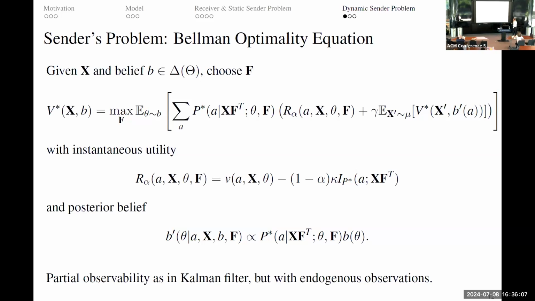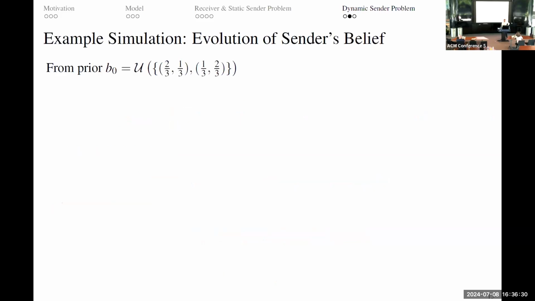And so for the macro folks among you, you can think of this partial observability a bit like a Kalman filter, except that here the signal is not exogenous, but it's actually the sender who gets to choose the noisy observation by choosing these different information filters. So they have to internalize what they will learn from making these choices. These problems are hard, and so we're resorting to online reinforcement learning to solve them.